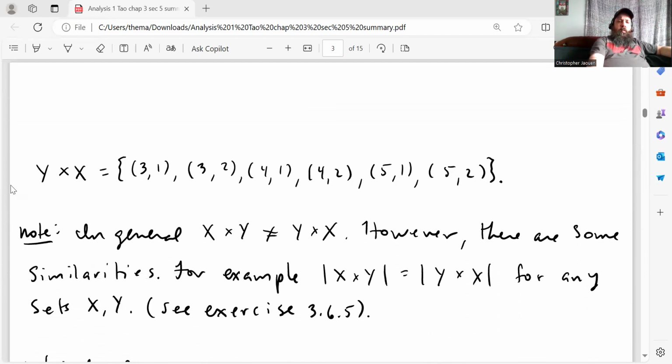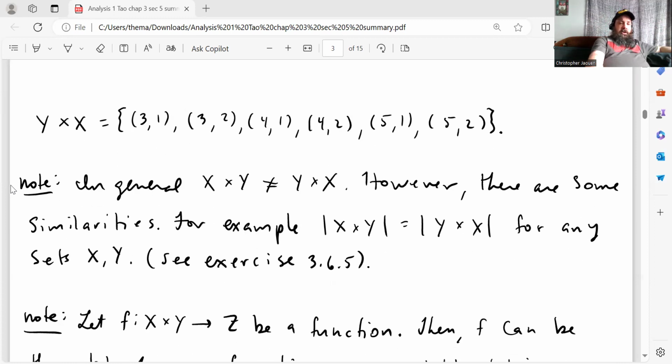And then also we do y times x here in this example, just so you can see that you get different sets here, because the ordered pair 1, 3 is not the same ordered pair as 3, 1. So y times x is actually a different set. Here we still get 6 ordered pairs, but they're different ordered pairs. So we get the ordered pairs 3, 1, 3, 2, 4, 1, 4, 2, 5, 1, and 5, 2.